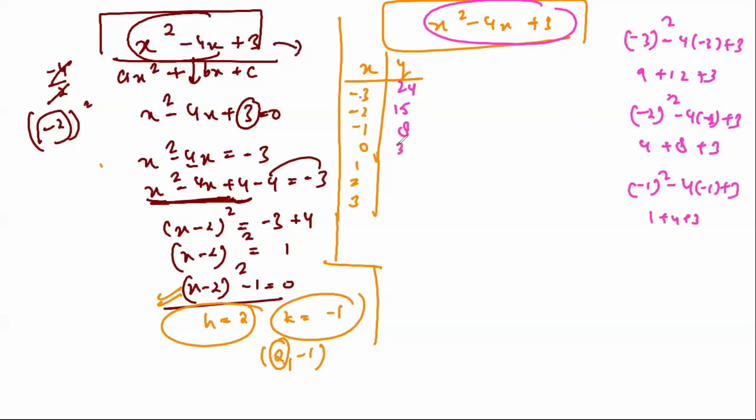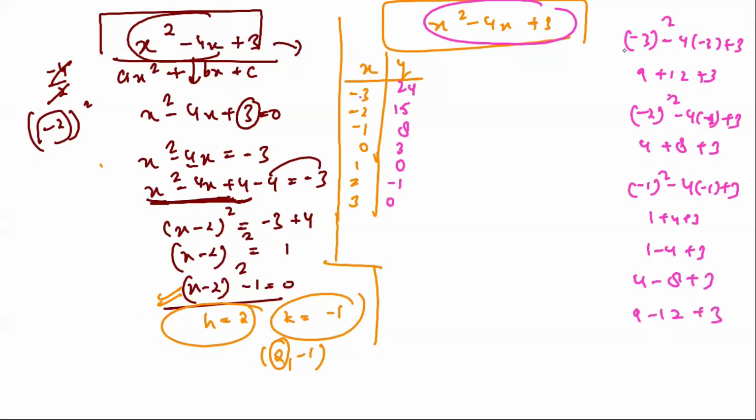Then I put 0, which gives me 3. When I put 1, it gives me 1 minus 4 plus 3, which is 0 basically. When I put 2, it's 4 minus 8 plus 3, which is minus 4 plus 3, negative 1. Then I put 3, which is 9 minus 12 plus 3. So again I get 0, because minus 3 plus 3 is 0.